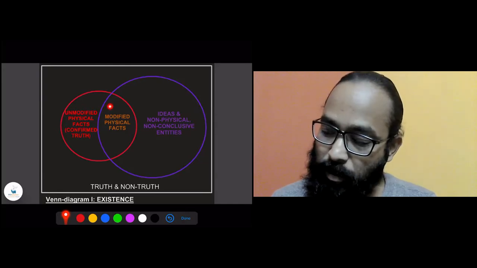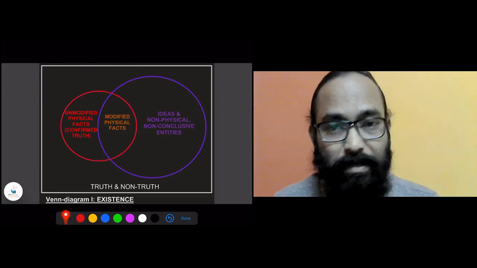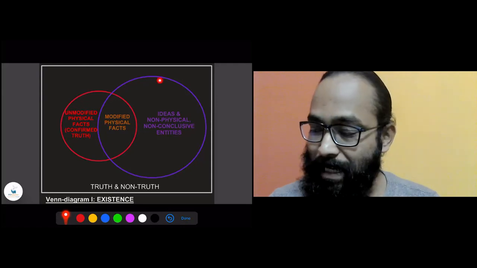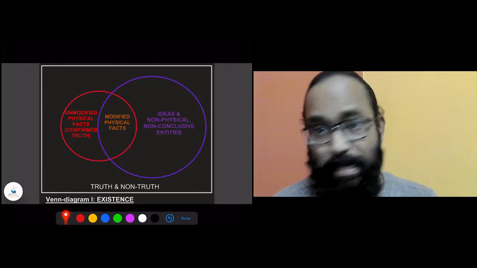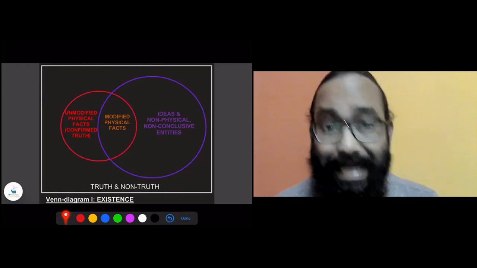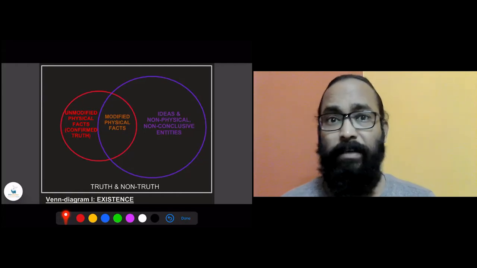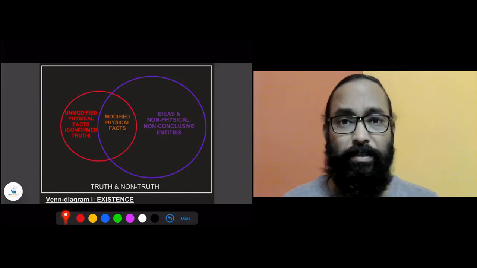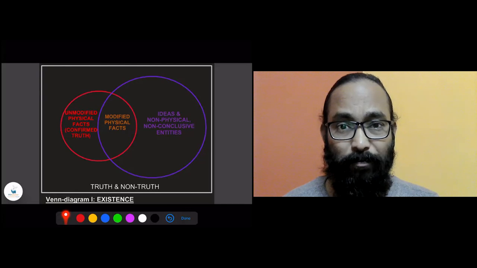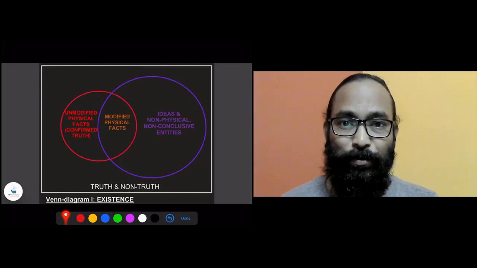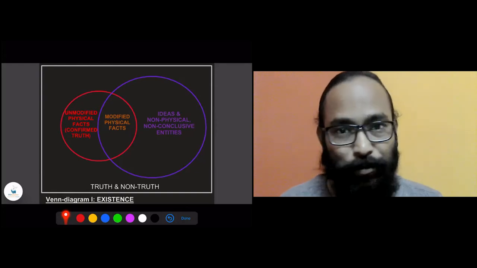Now, in this overlapping area, the violet circle is nothing but the ideas. Red is the fact area and violet is the idea area, which is an intentional aspect, non-physical existence. Now, non-physical existence cannot be claimed as truth or non-truth both. So here we are not saying that if something is not physical, not perceivable, then it is definitely non-truth. But it is also a fact that it cannot be claimed as a truth, right?